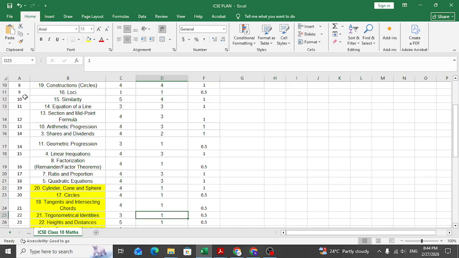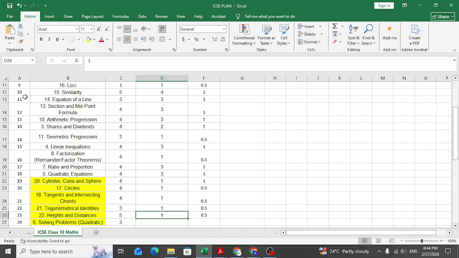Okay. Trigonometric identity, don't spend too much time now. Hardly 1 mark you will get as of now. Heights and distances, application of trigonometry. Try to do it using tan. Most of the cases it will be tan. So I'm putting out of 5 only 1 mark. Solving problems quadratic, I'm not putting any mark right now. So I don't recommend you to study right now. Okay, focus on other things.